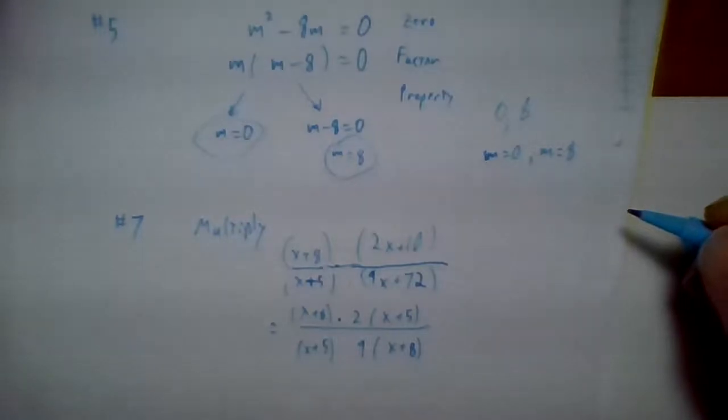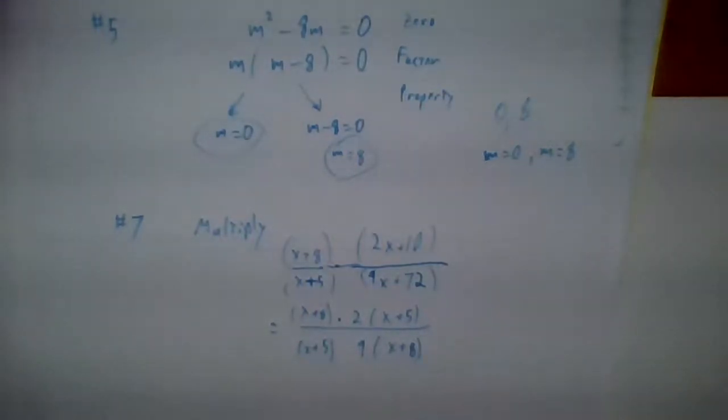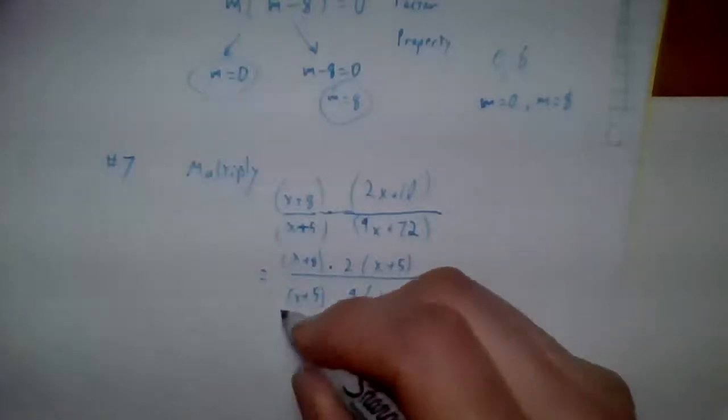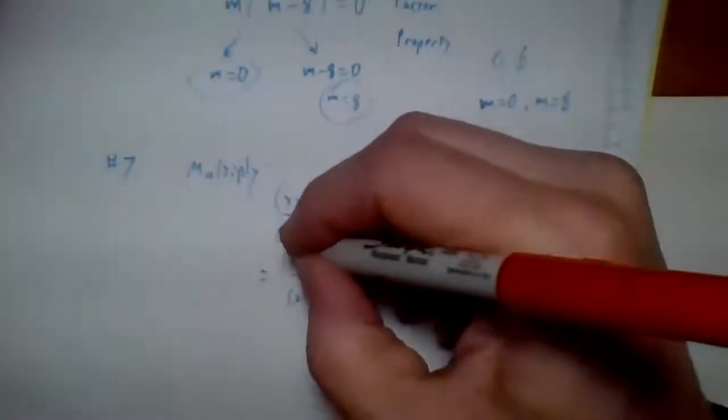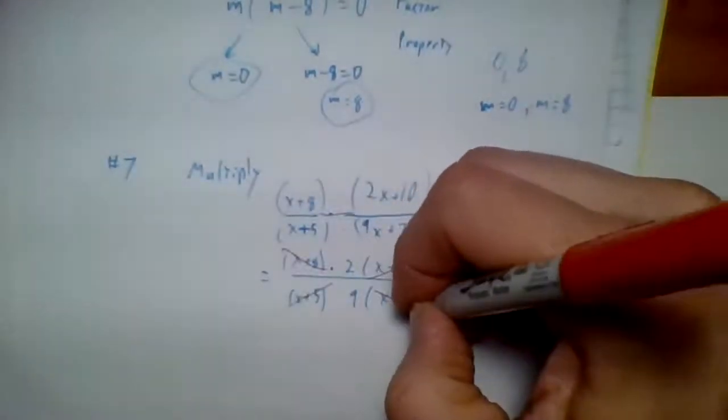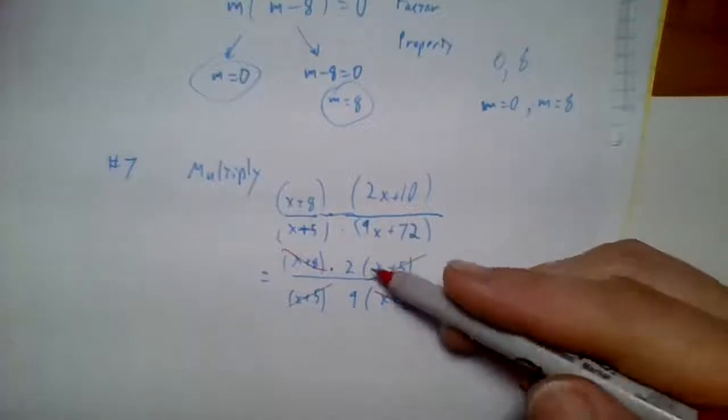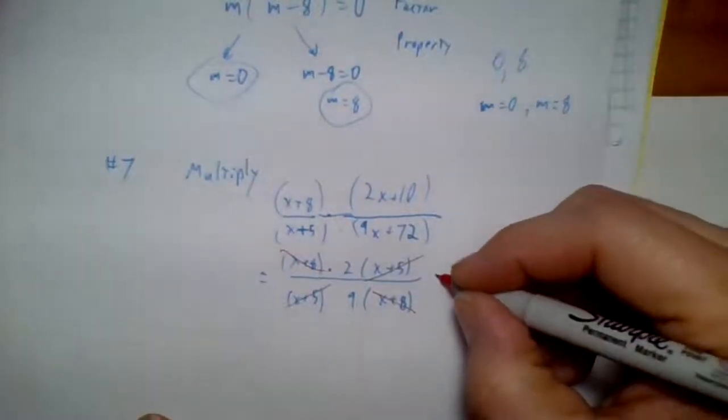So this one actually simplifies an awful lot. I got common factors between the numerator and denominator. This is x plus 5, and so is this. So they're going to cancel. Factors that are the same. And I got x plus 8, and I got x plus 8. The only thing I'm left with are the numbers. So this is all I got left.